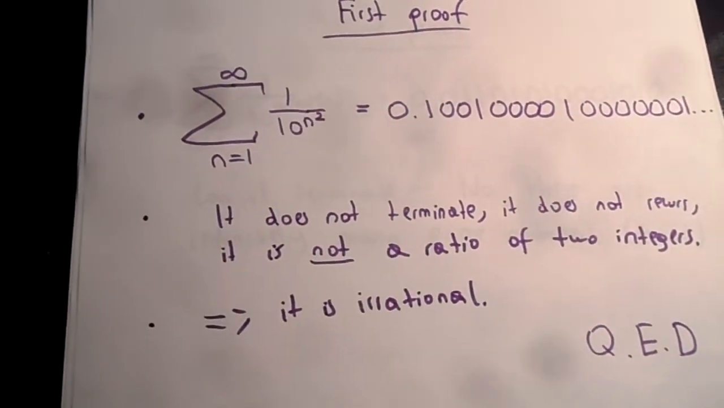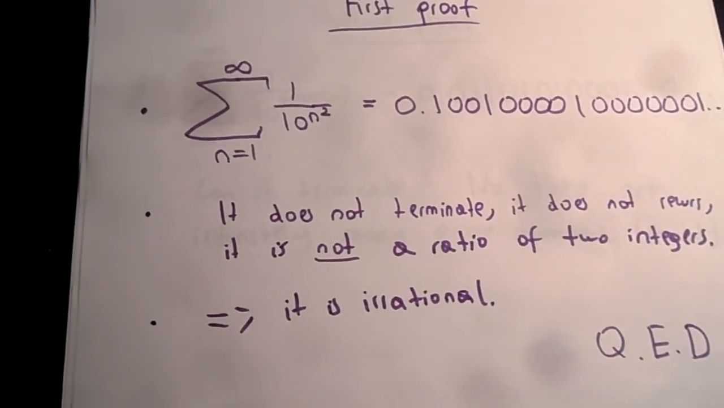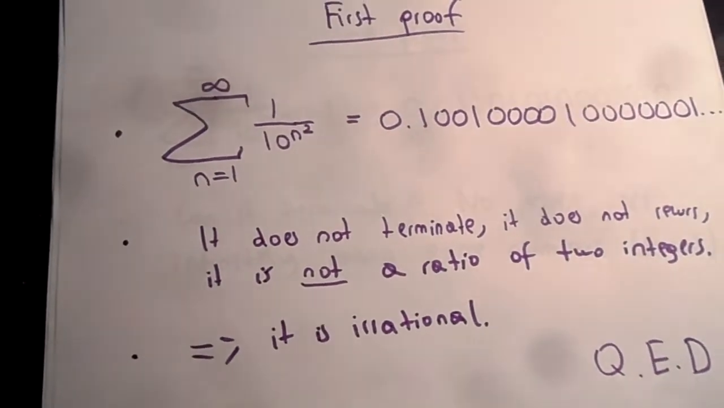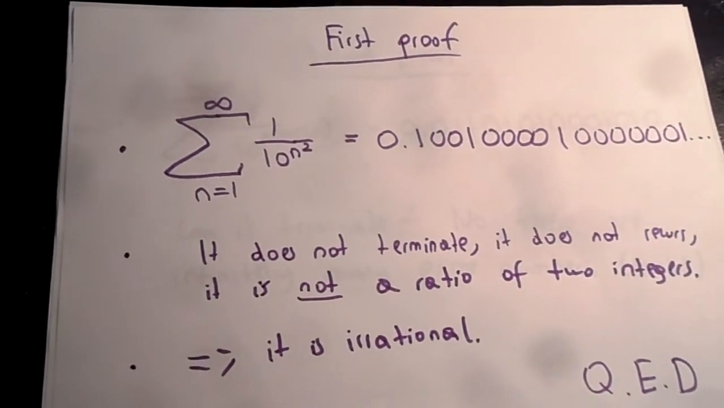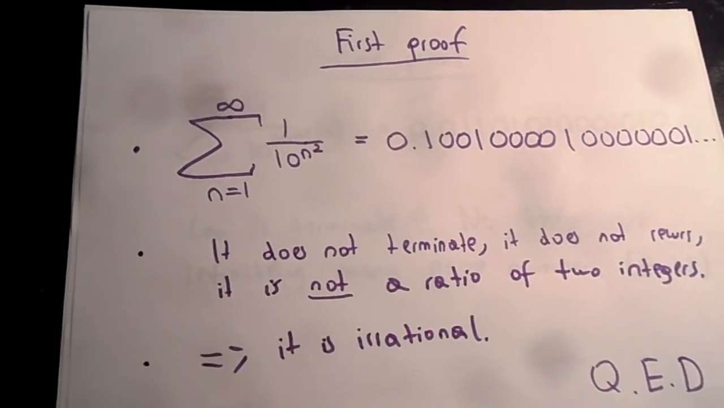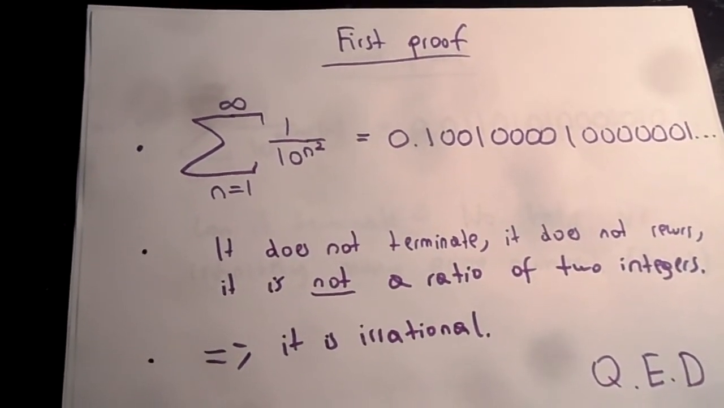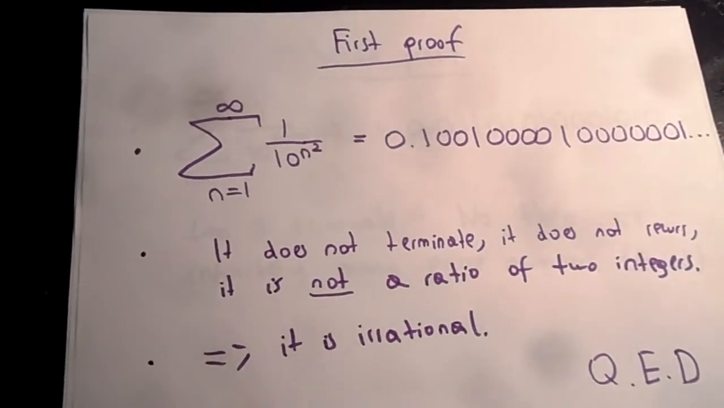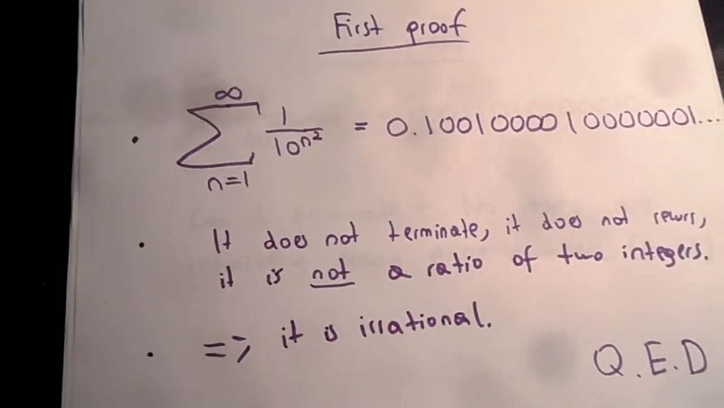Does this number terminate? No, because there's always another square number. Does this number recur? No, because the gaps between the square numbers increase. They increase in terms of the odd numbers. The first odd number is 1, then you add 3 to get 4, you add 5 to get 9, you add 7 to get 16, you add 9 to get 25, and so on.